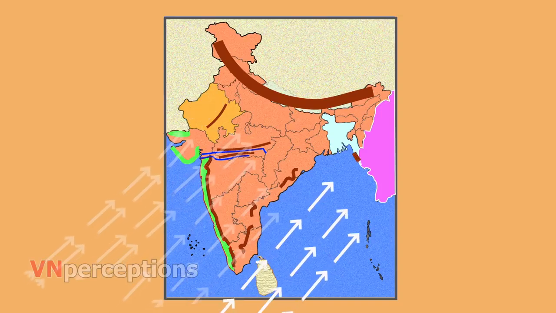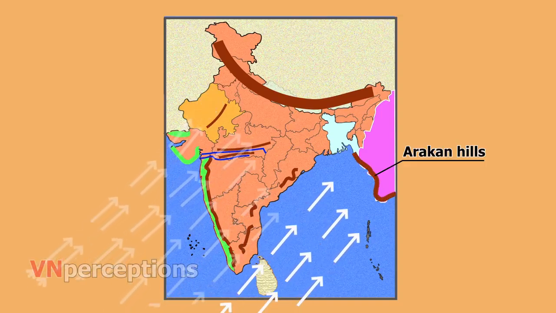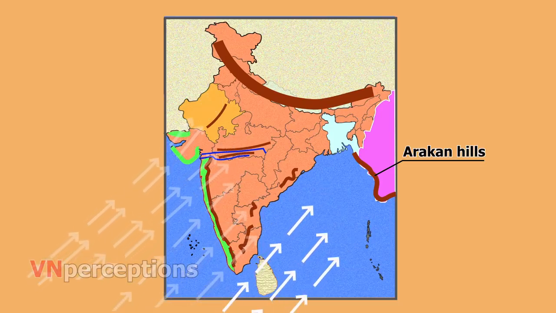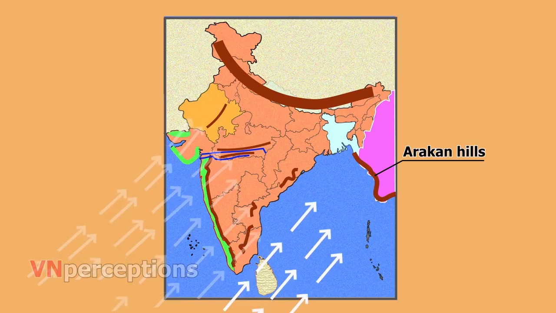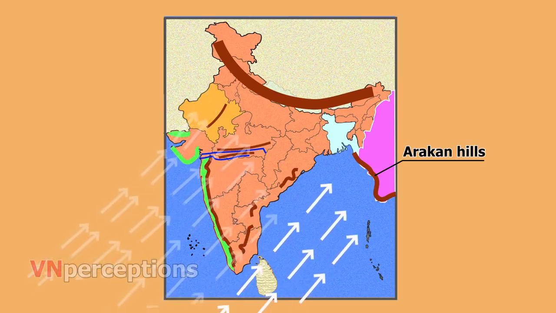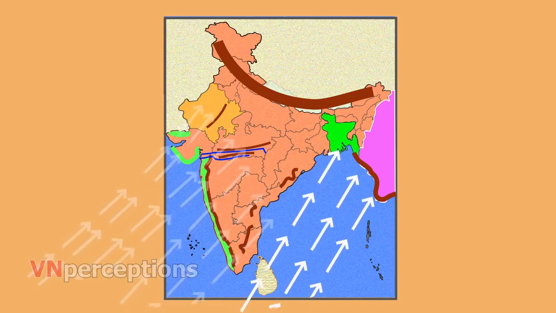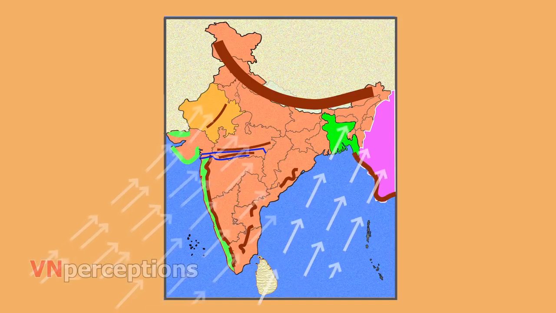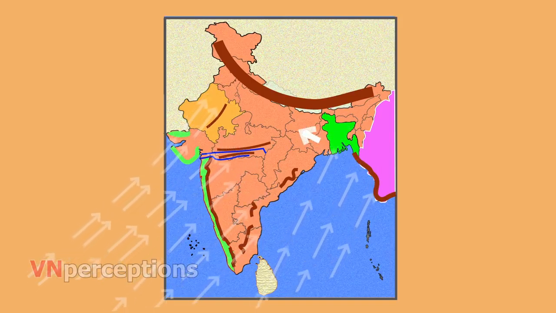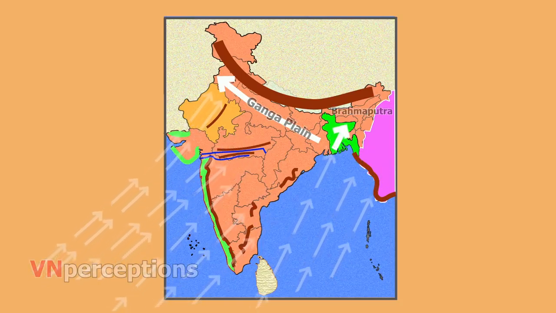However, owing to the presence of the Arakan Hills along the coast of Myanmar, a large part of this branch of monsoon is deflected towards the Indian subcontinent. The monsoons therefore enter West Bengal and Bangladesh from south and southeast. Now this branch bifurcates into two branches. One moves along the Ganga plain and the other one along the Brahmaputra valley.